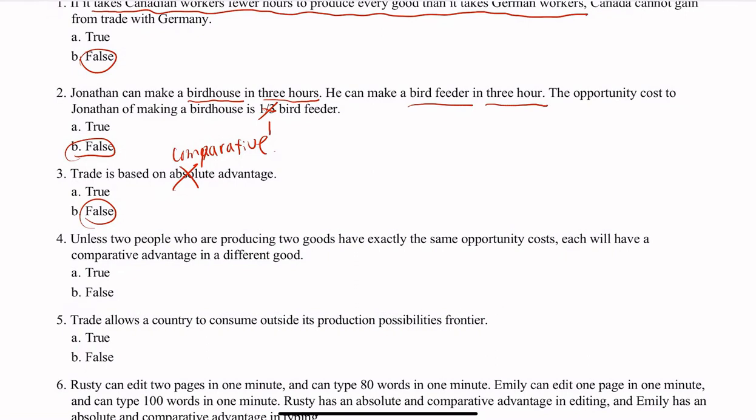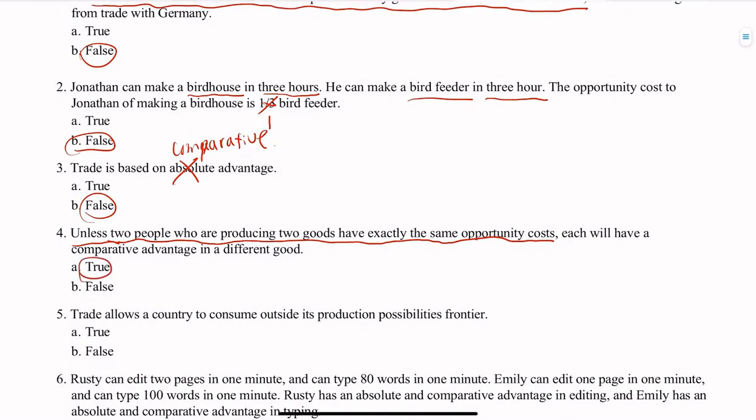Now, if you look at the first half of this sentence, right, it says, two people who are producing two goods have exactly the same opportunity cost, right? We have this unless here. This basically means that if two people have the exact same opportunity cost, then they will have the same comparative advantages in both goods, which is very easy to understand because they have the same opportunity cost. However, if they don't have the same opportunity costs, then each of them will have a comparative advantage in a different good. So for this fourth problem, you should choose true here.